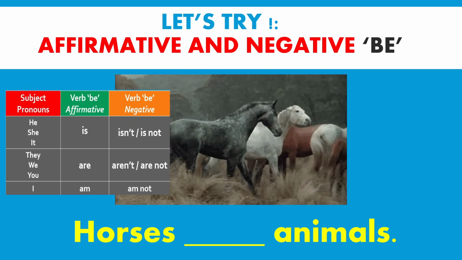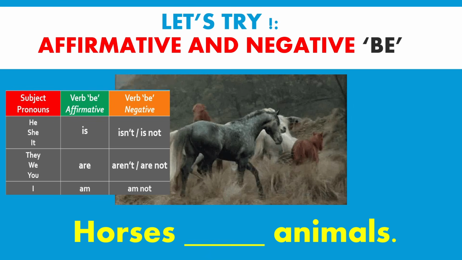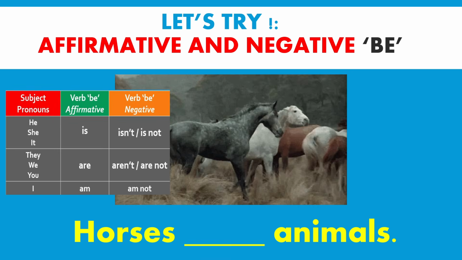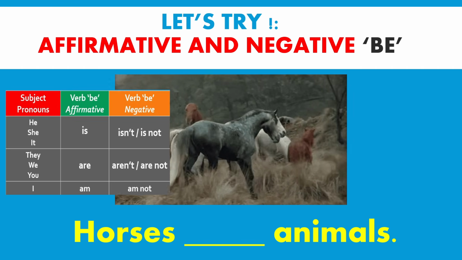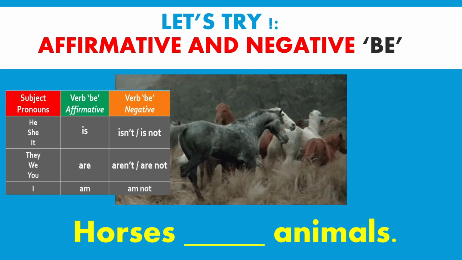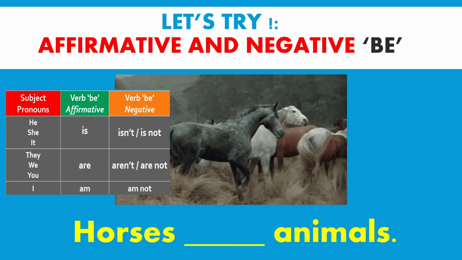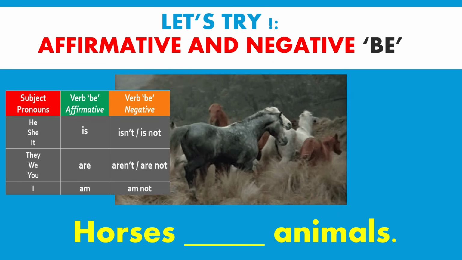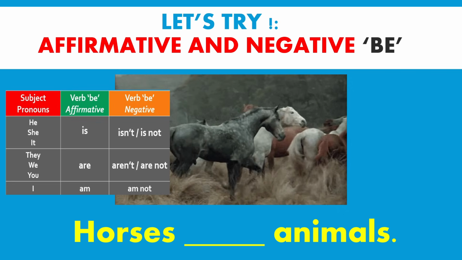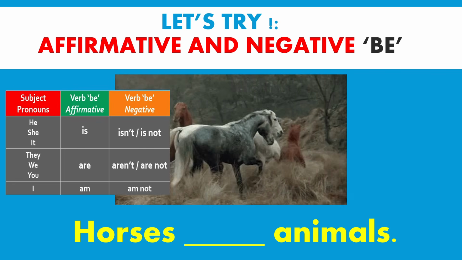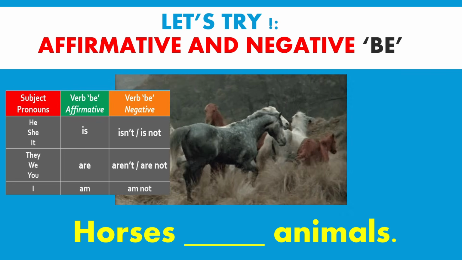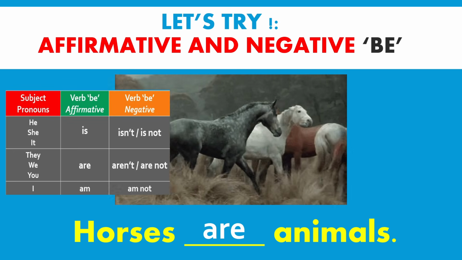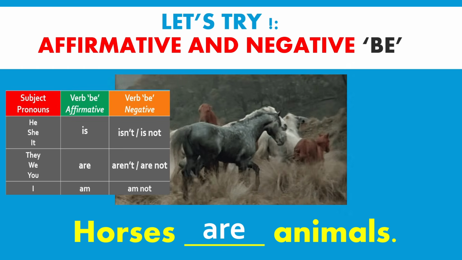But when we want to use it, it must be only one. So how many horses are there inside the picture? It's more than one. So anything that is more than one, which subject pronoun can we use? It's they. When we have already identified that the subject pronoun in this sentence is they, which verb be can we use for the answer? Can you guess it already? It's are. So the answer is horses are animals.